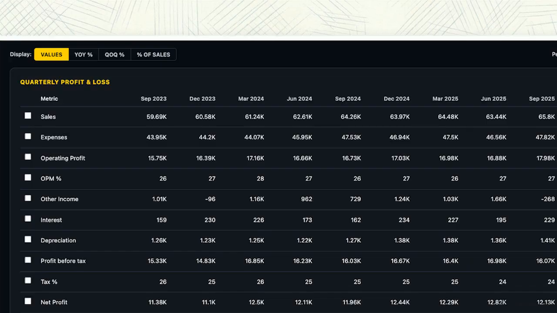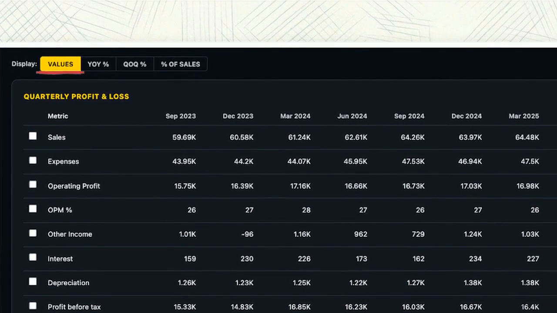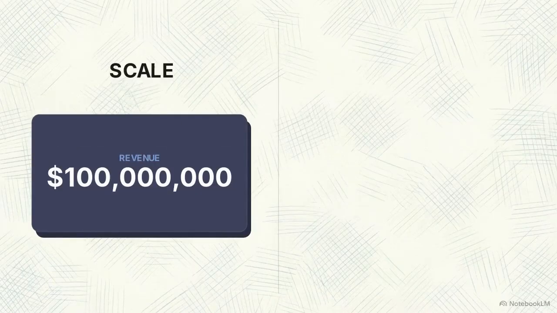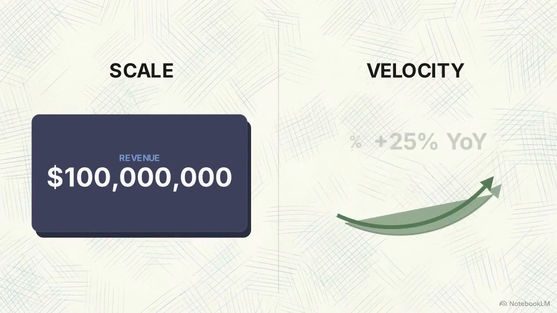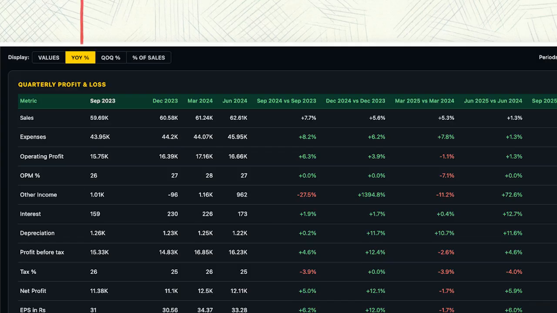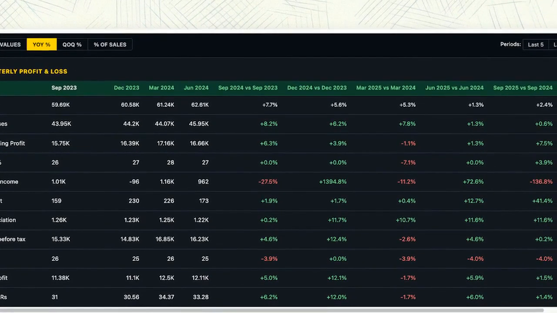This table is the raw data environment. It houses the complete quarterly and annual P&L, balance sheet, cash flows, and sector KPIs. By default, it displays absolute numerical values. Absolute numbers map the size of a business, but they are inherently limited. Reading raw revenue figures in millions entirely obscures the underlying velocity. Switching the display mode to year-over-year percentages strips out seasonal fluctuations. It converts every single line item into a standardized growth rate compared to the same period last year.